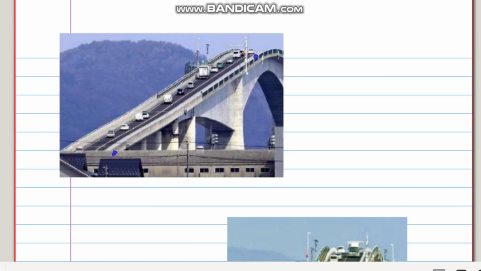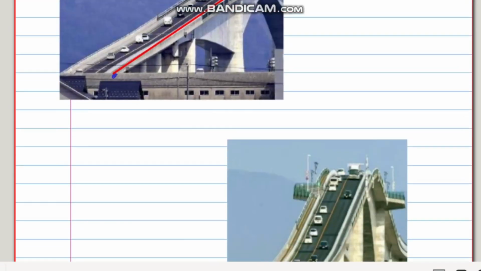I will take the red pen. Okay, this is the red pen, and this is the slope of the line. Can you notice the slope of the line? Tell me, dear students, can you notice the slope of the line or not?